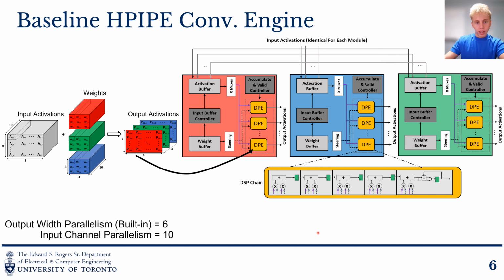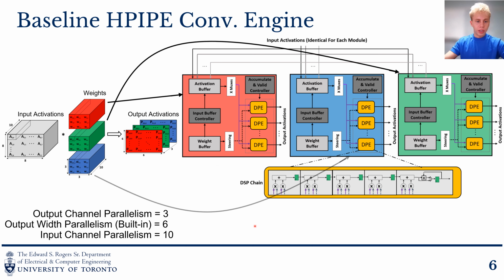The second type of parallelism is built-in parallelism, so it's always maximized. It can't be tuned by our compiler. This is output width parallelism. This is how many output values across the width we are computing in the same cycle. In this case, it is set to 10. What this corresponds to is, in a convolution engine, which is one of these colored blocks here, we have a certain amount of dot product engines. These dot product engines are the DSP chain we just discussed. In this case, we would have 10 of these dot product engines computing results in parallel.